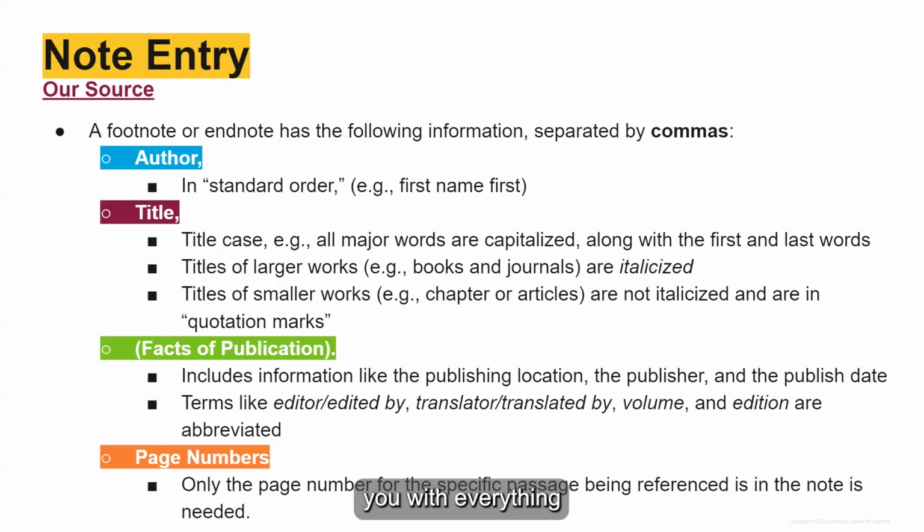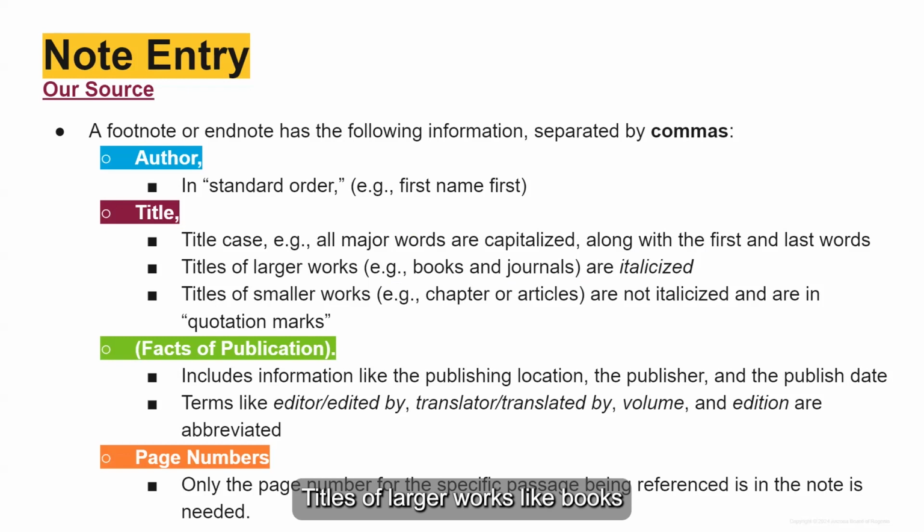We want to familiarize you with everything that goes into a note entry. A footnote or endnote has the following information separated by commas. First, you will include the author. This will be listed in standard order, meaning your first name is first. So if the author's name was John Smith, it would be listed as John Smith in the citation. The title is next. The title will be written in title case, which means all major words are capitalized along with the first and last word.